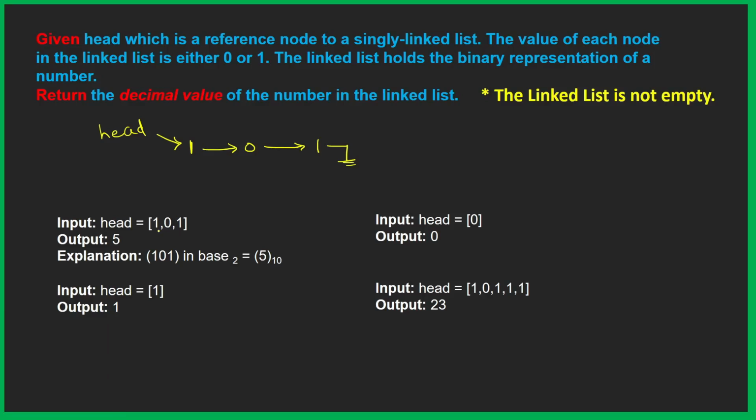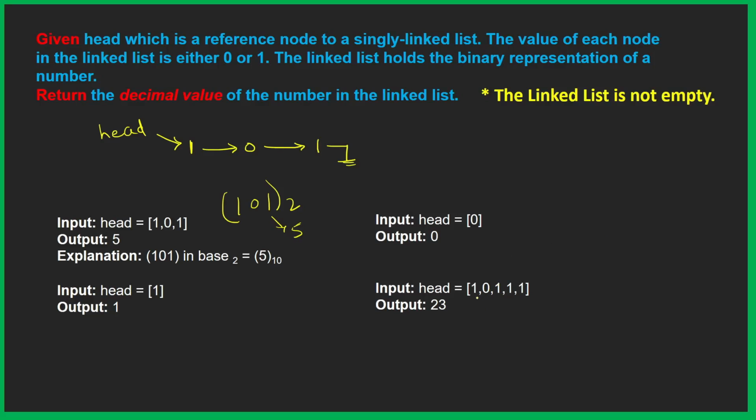So for example, we have a linked list consisting of 101, and this is actually in base 2. If you convert this into decimal, this is actually 5. If you have only 1 in a linked list, then the decimal representation will be 1. If you have 0 in the linked list, then the decimal representation will be 0. And if you have 10111, then the output will be 23.